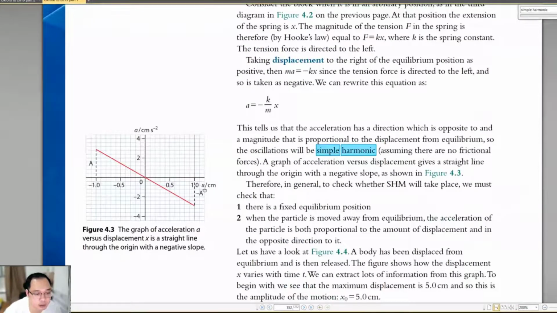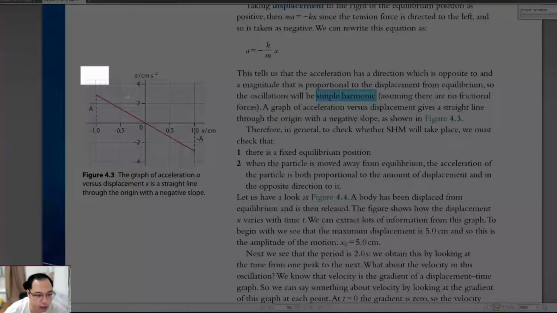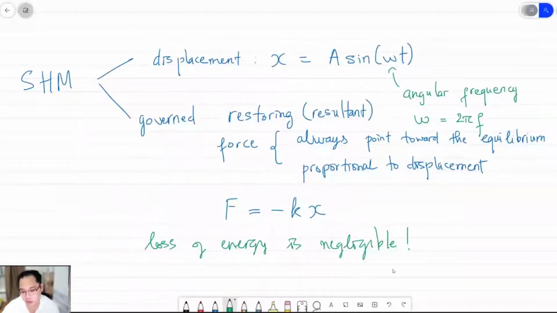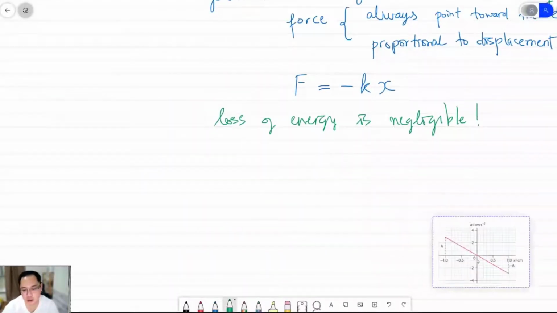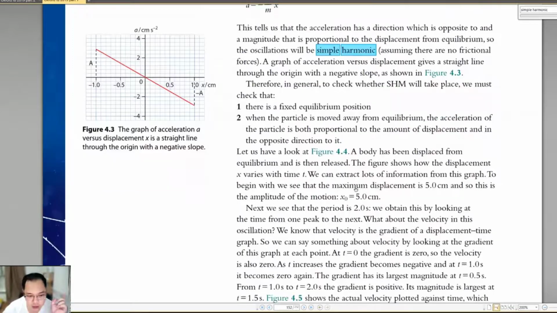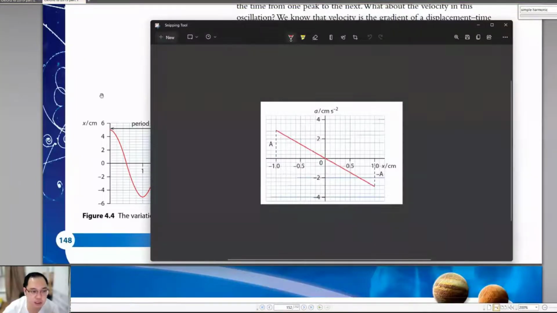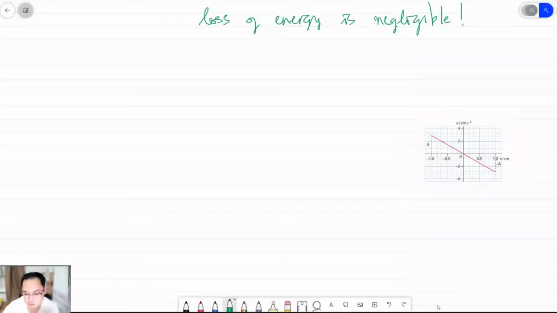This is the graph of acceleration and displacement, which I will talk about later. I will find the graph of velocity and displacement first. Here it is, the two graphs of velocity and displacement.